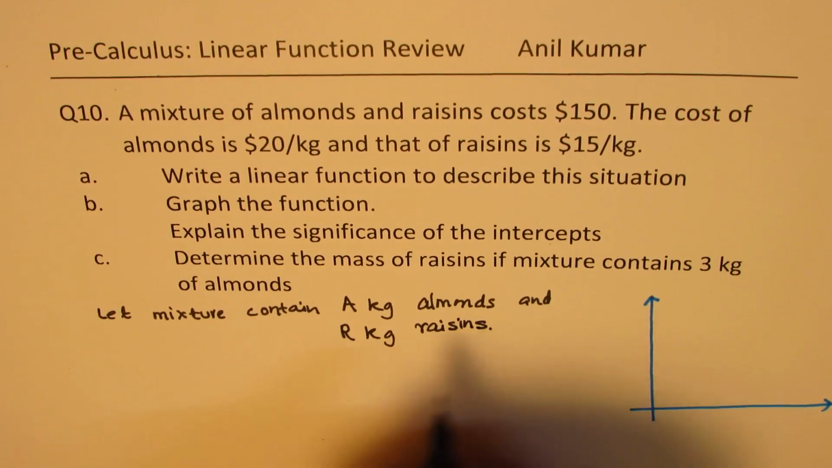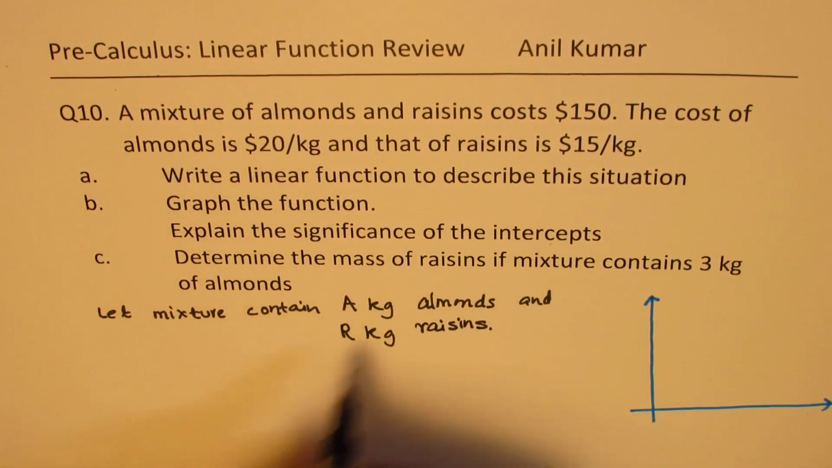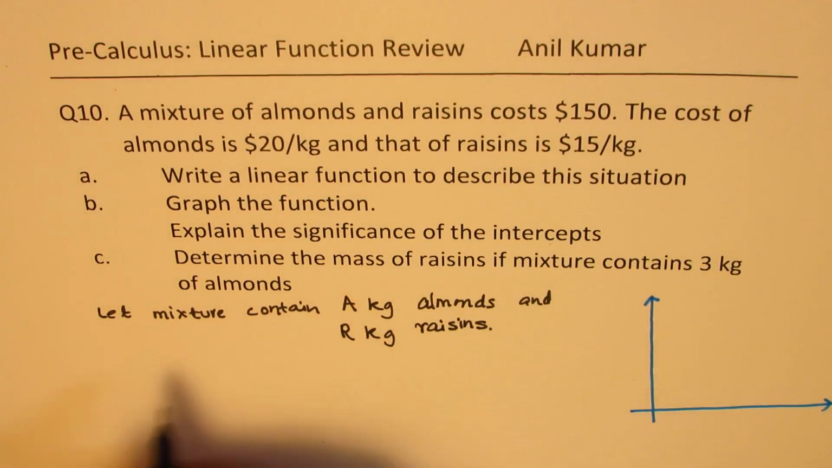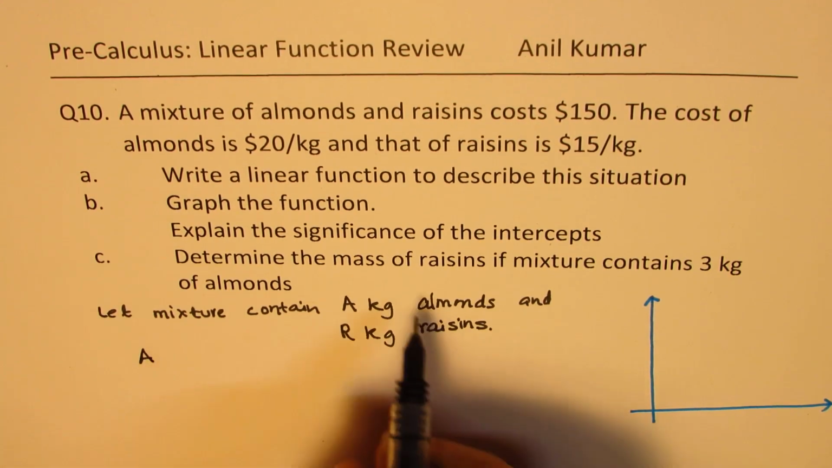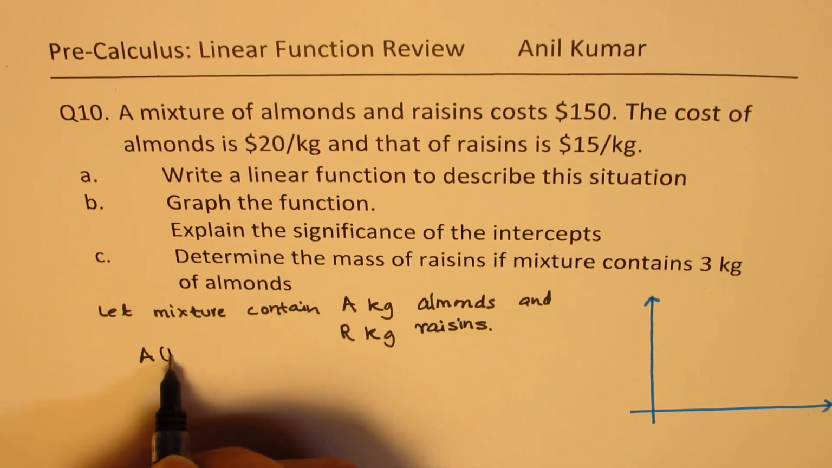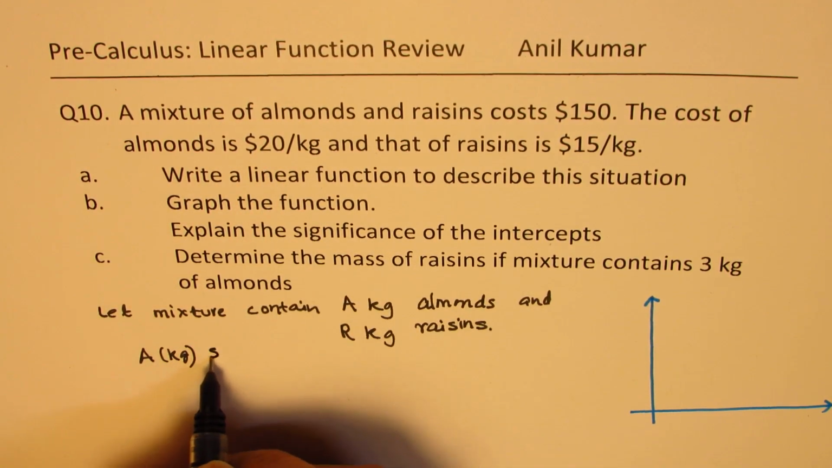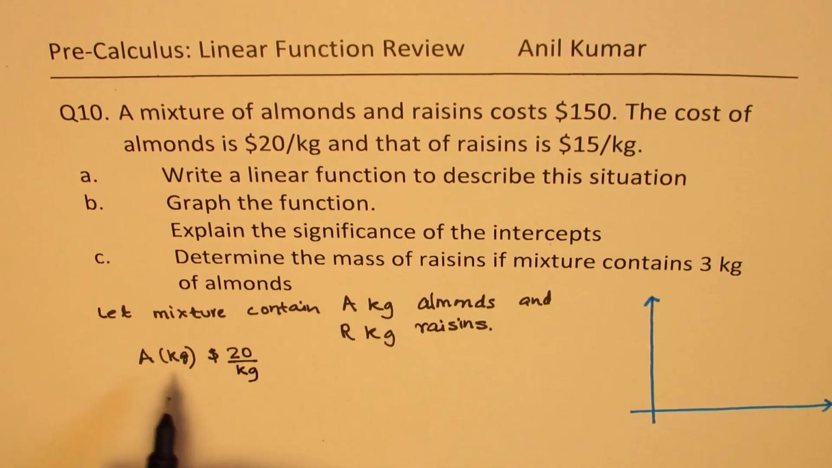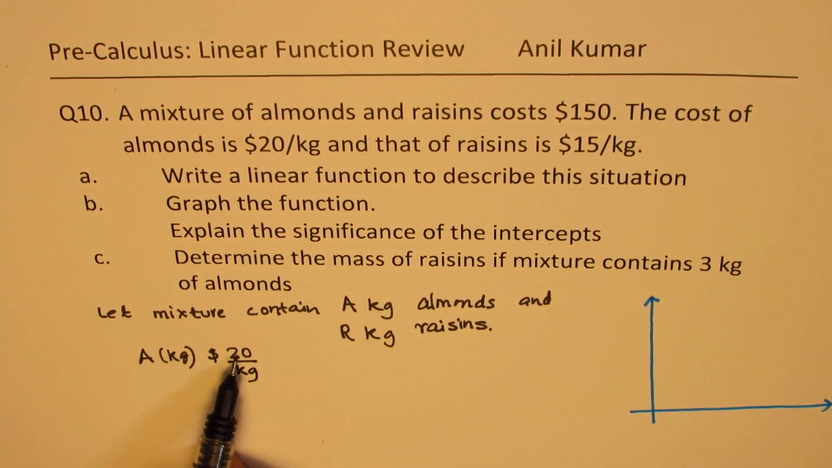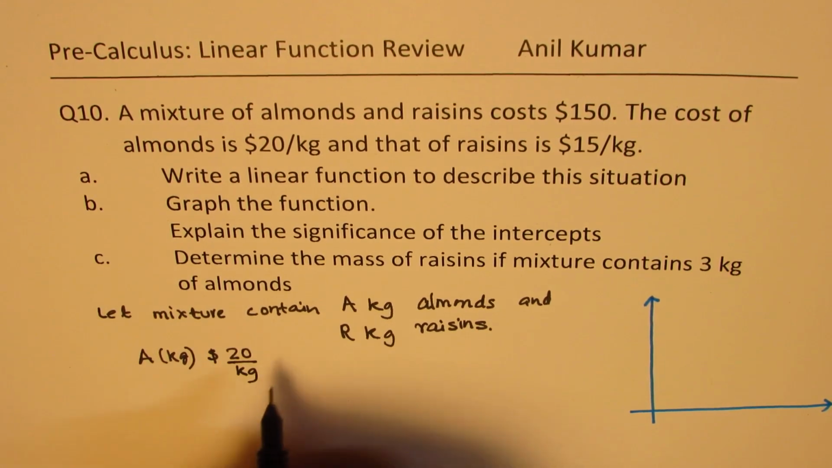Since we know their rate, we can now form an equation. A kg of almonds, with the rate being $20 per kg. So when you multiply this, you get the amount in dollars.